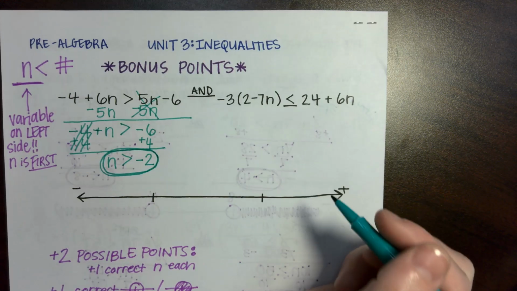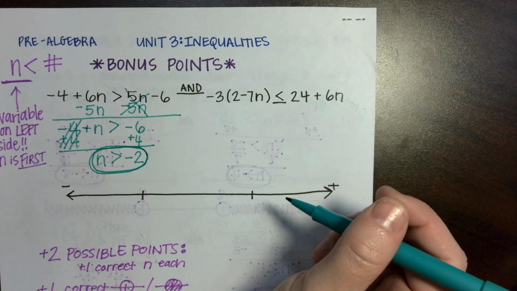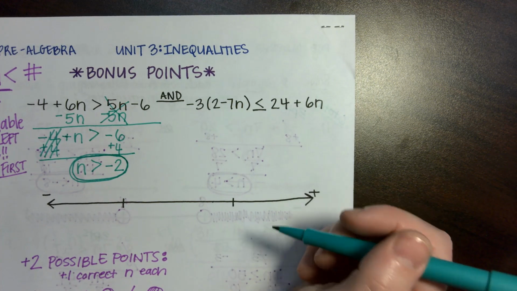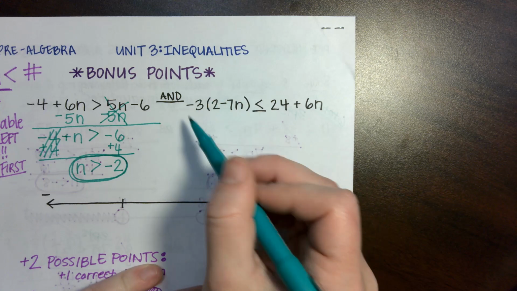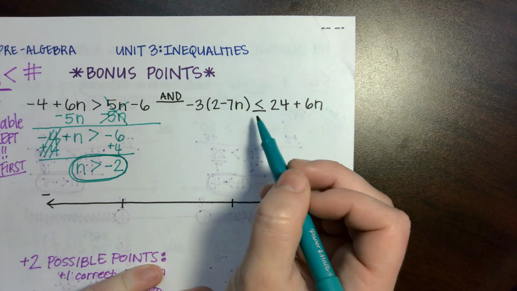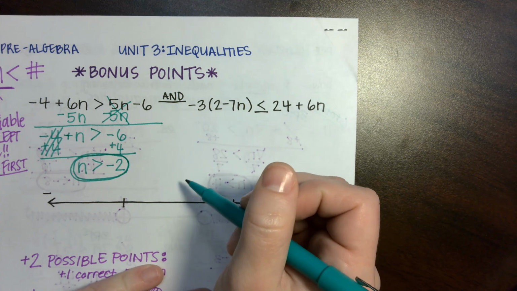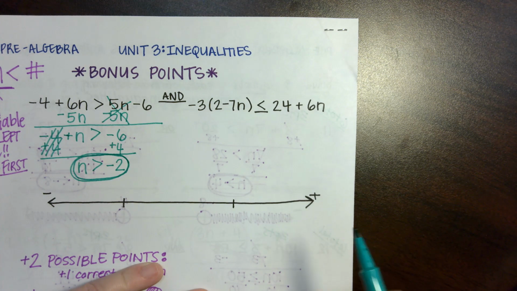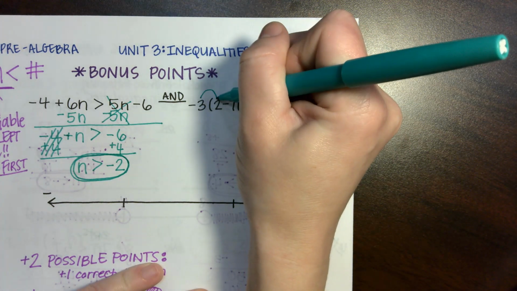Now we need to do the other. I gave you a super tricky one for this one. Sorry, guys. Okay, I have -3 times the quantity of 2 minus 7n. That's all in parentheses. And that's less than or equal to 24 plus 6n. Before we can do anything, what has to happen? Yes, we need to distribute first.